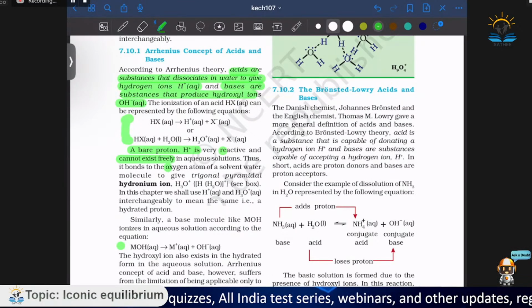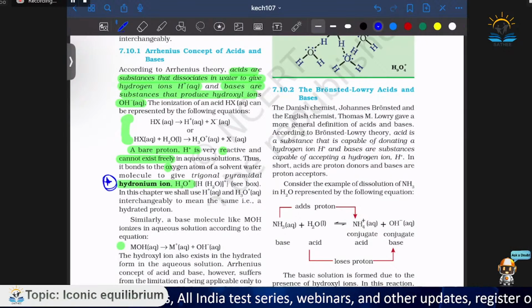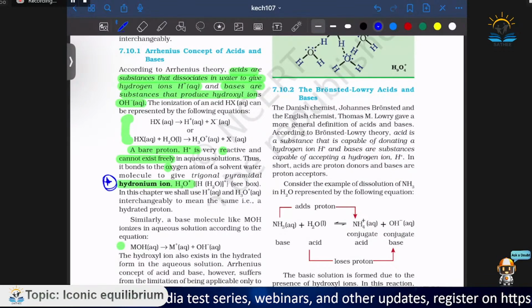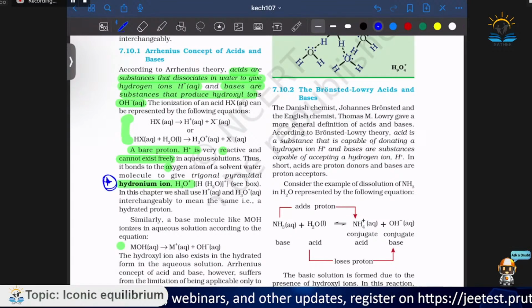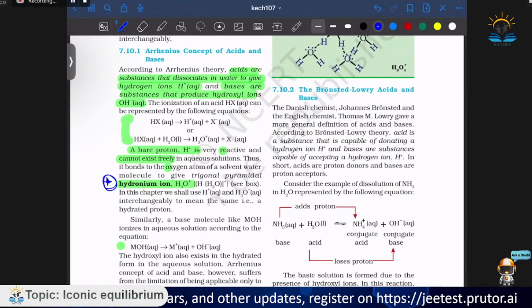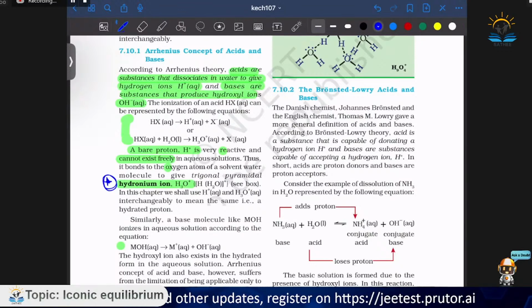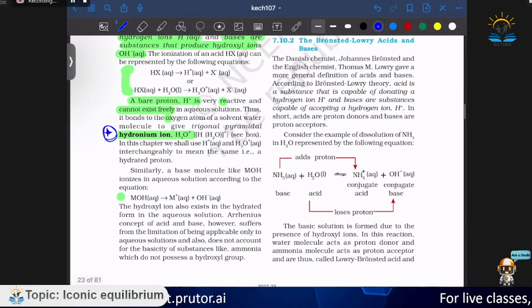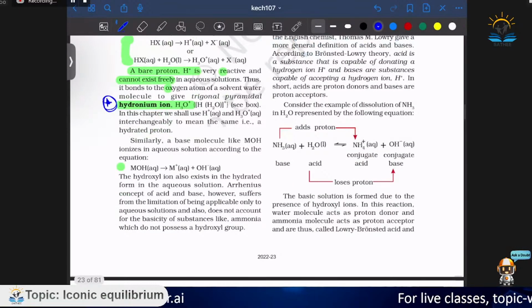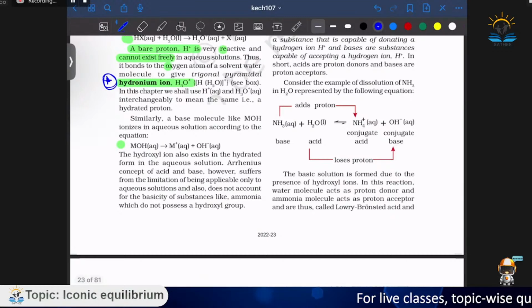So this is basically introducing us to the hydronium ion H3O plus, which is how your hydrogen ion exists, your acidic proton exists in aqueous solution. It cannot exist as H plus, so it exists with a water molecule, and it is called H3O plus. So they are using H plus and H3O plus interchangeably. Similarly, a base liberates a hydroxyl ion.